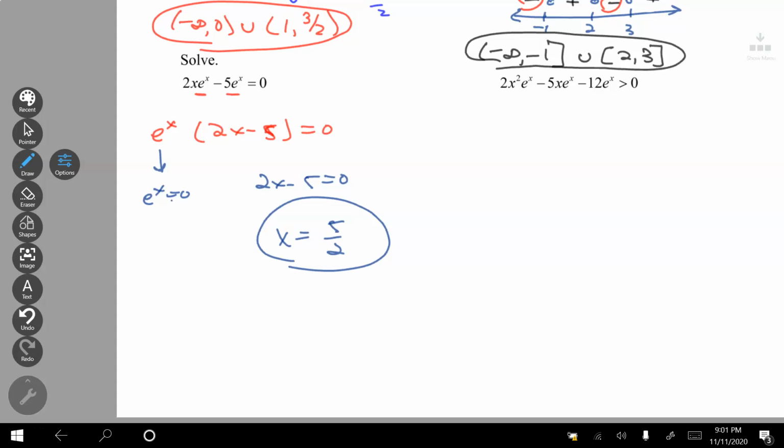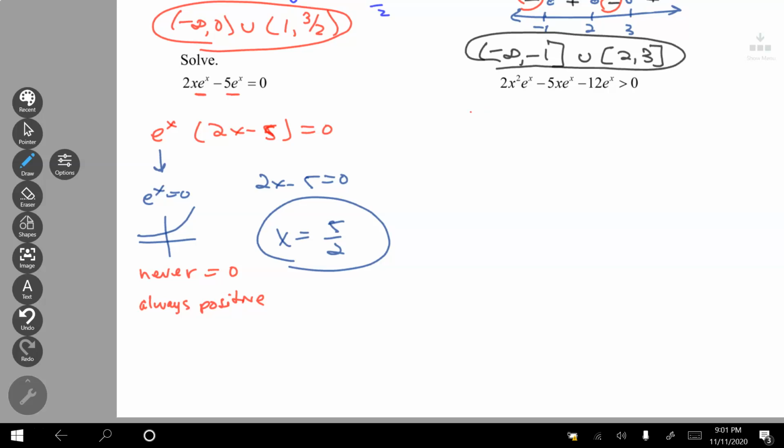And when does e to the x equal 0? Well, the e to the x graph looks like this. So e to the x never equals 0. It gets really close, but never there. E to the x is always positive.